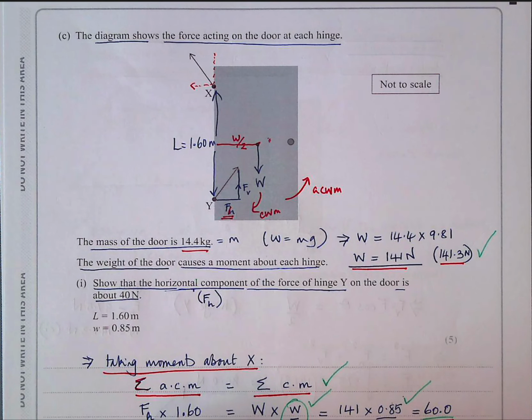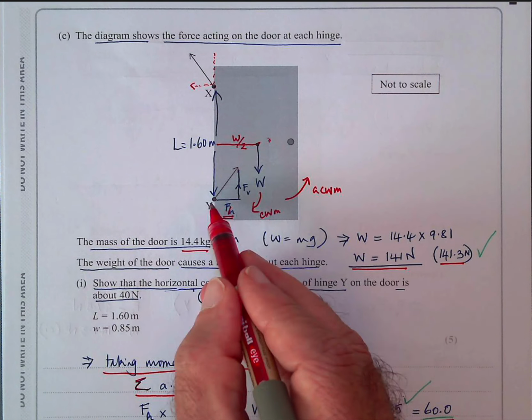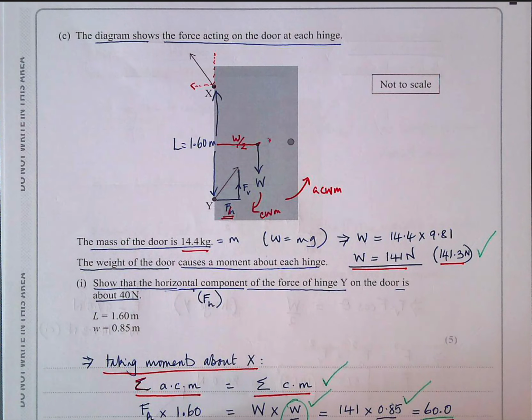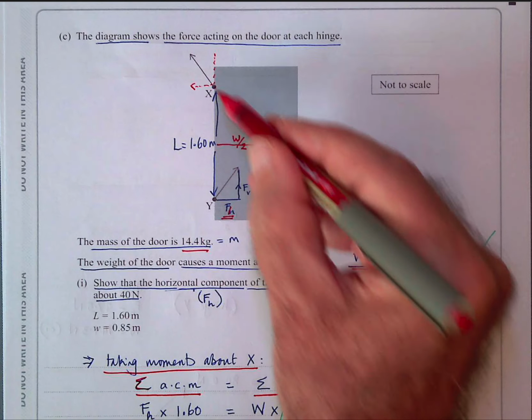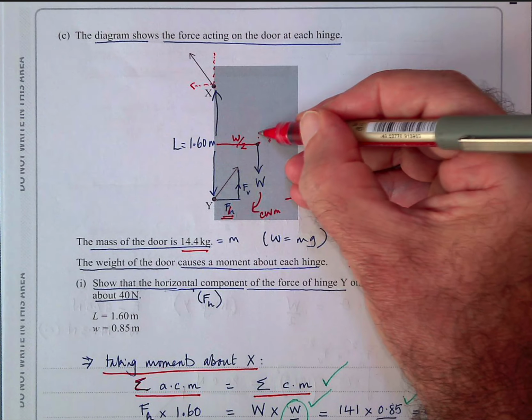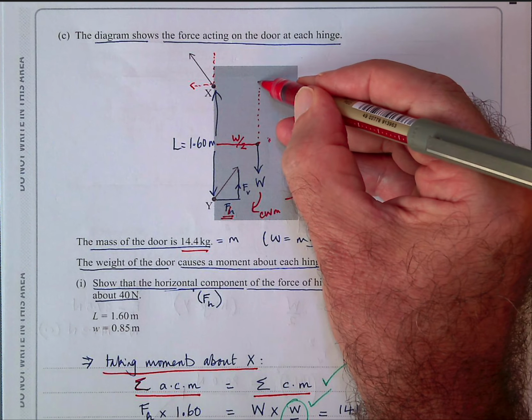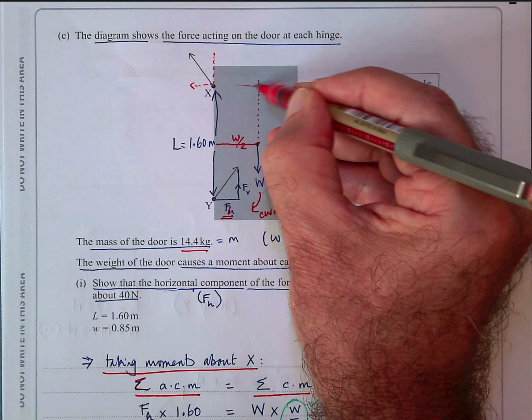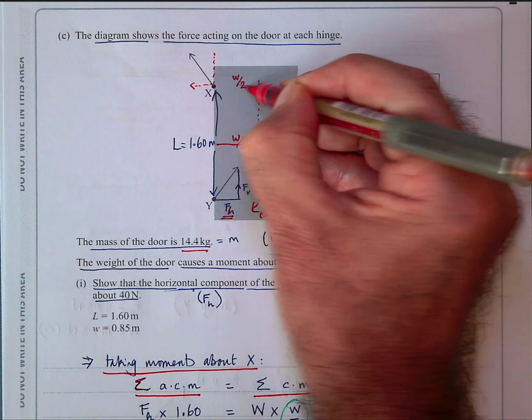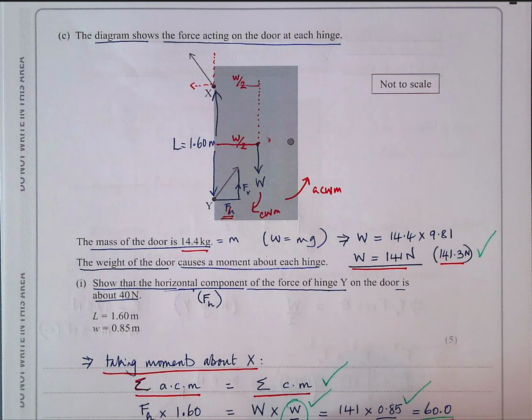The horizontal force that we want to work out has a perpendicular distance from X of 1.6 meters. And the weight W has a perpendicular distance to X, which is the perpendicular distance from the line of the force, so it's W over 2. We know the weight is roughly 141, and we know the width given to us before is 0.85. So it's 0.85 divided by 2, so it comes out to 60.